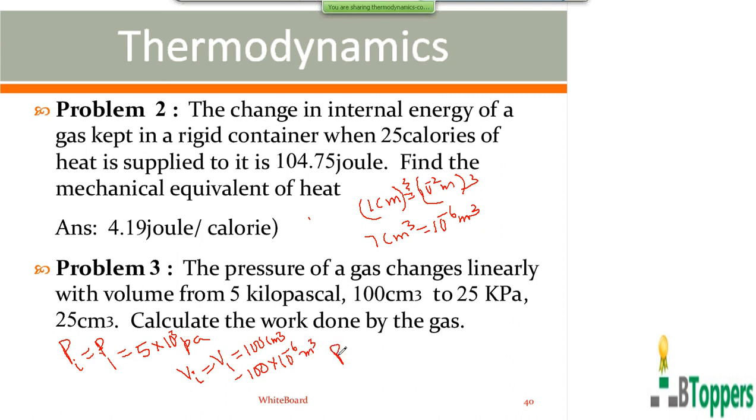So final pressure of the gas, denoted by P subscript F or P2, is given as 25 kilopascal or 25 into 10 cube pascal. The final volume of the gas, denoted by V subscript F or V2, is given as 25 cubic centimeter or 25 into 10 power minus 6 cubic meter. You can show the process in the indicated diagram or PV graph.